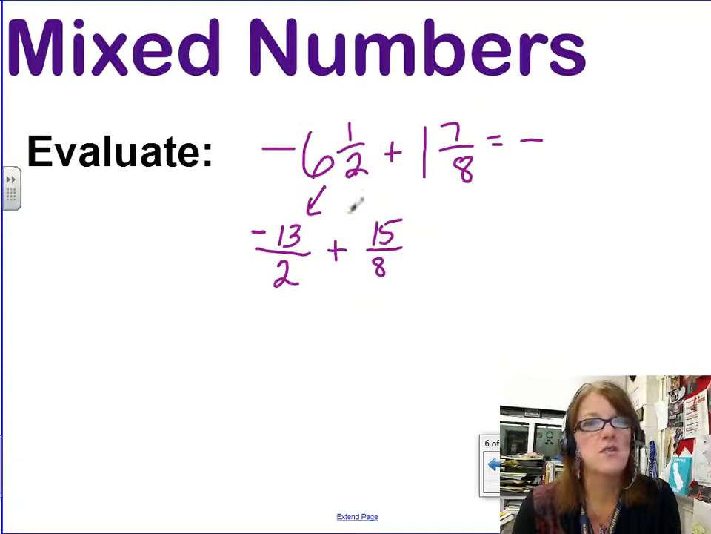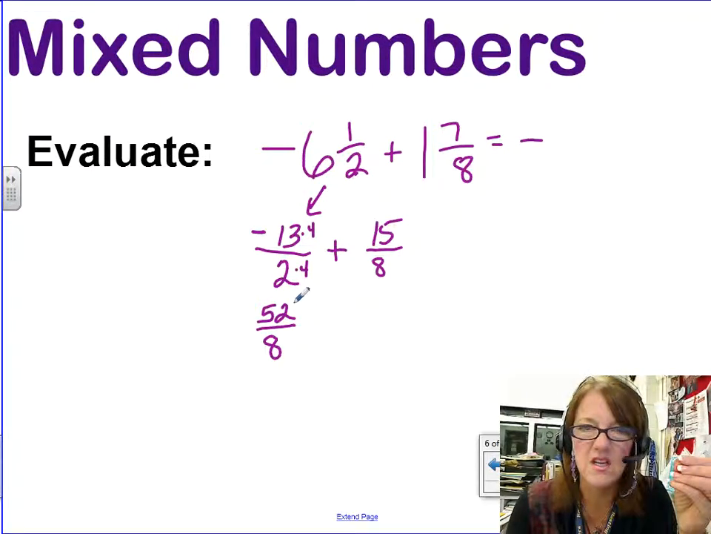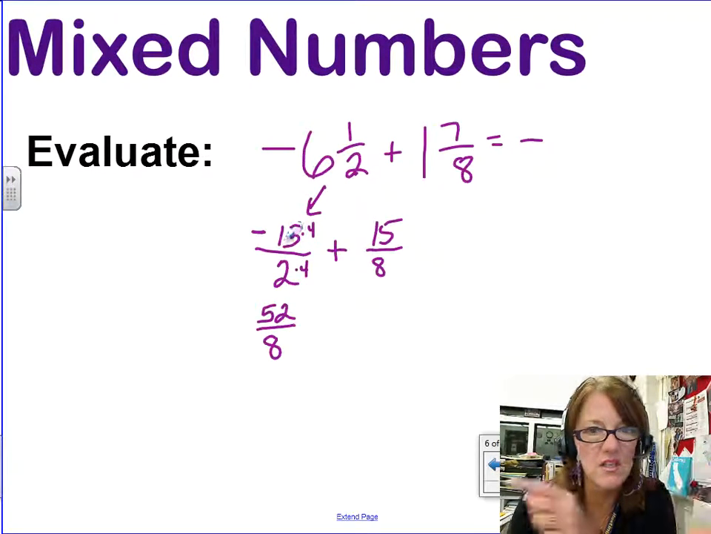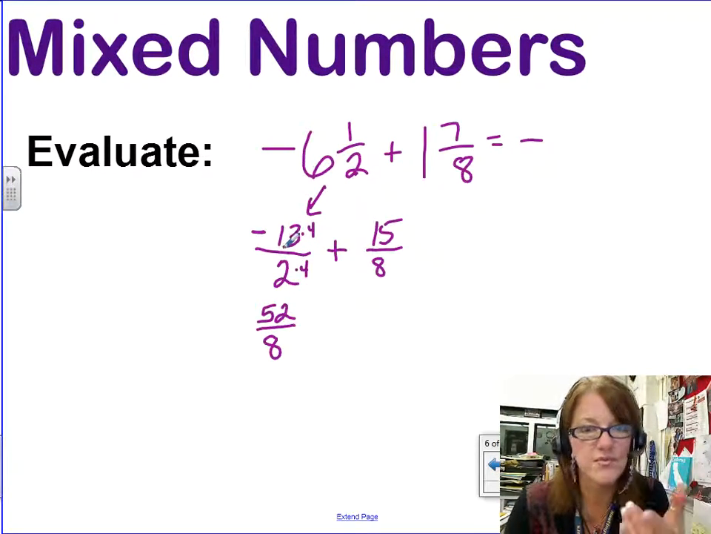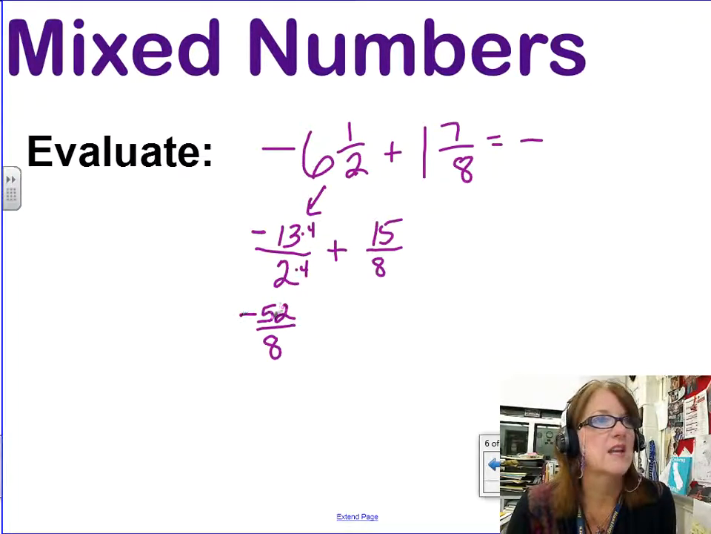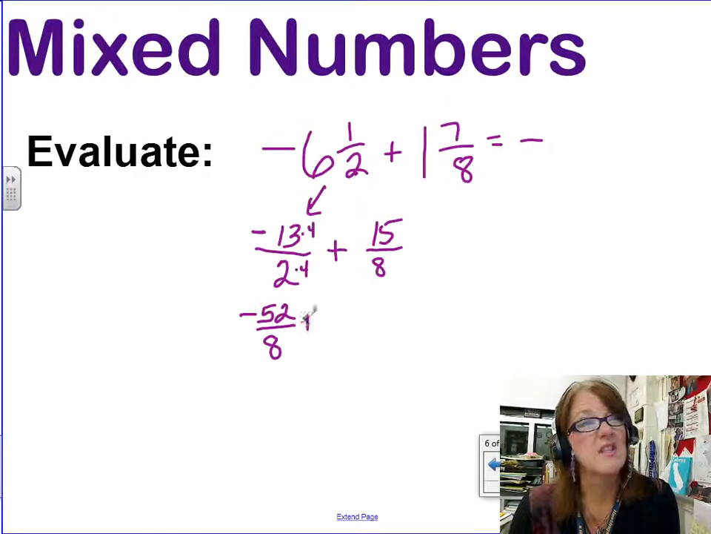Okay, I can't quite do this yet because I don't have a common denominator. So let's change this negative 13 halves into eighths. Times 4, times 4. 13 times 4 is 52. I know that off the top of my head because I think of a deck of cards. There are 13 in a suit, 4 suits, 52. This is negative. Okay, so I have negative 52 eighths and a plus 15 eighths.